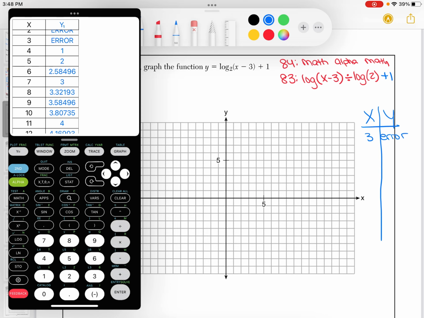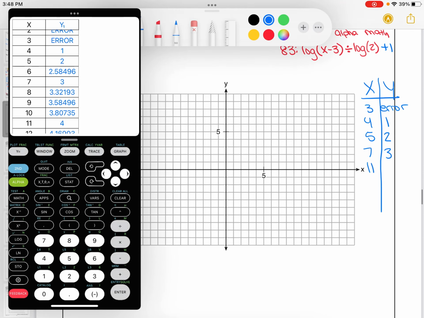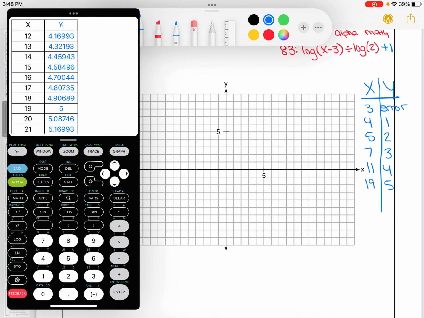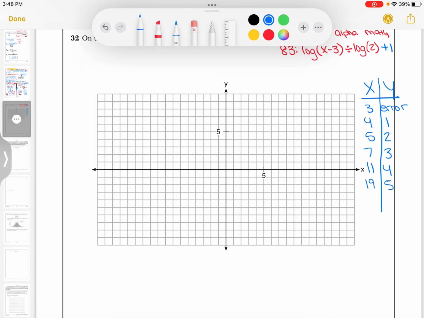3 has an error. 4 is at 1. 5 is at 2. I'm not going to do 6. I'm going to do 7, 3. And then it looks like 11 will fit, so I'll do 11, 4. And then the next nice point is 19, 5. That one probably won't fit, but I'll just put it on there for good measure and get that out of my way. Okay, so when I plot these points, you can't plot an error, so we'll kind of ignore that now and plot the rest of the points.